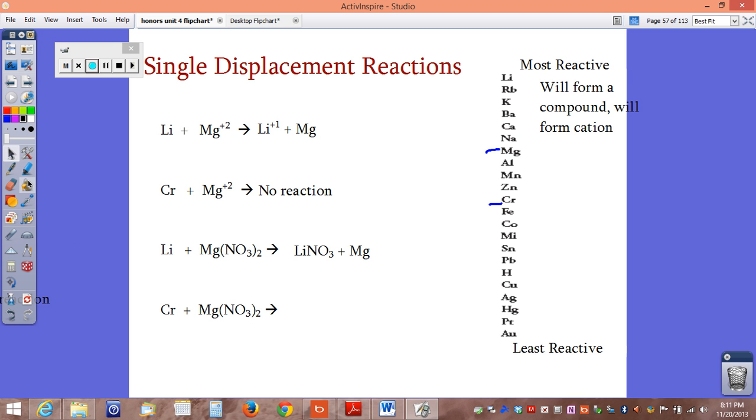Now, when you're done, you would want to go back and balance your equation. But the overall idea is metals at the top will be able to bump out a metal in a compound to form a compound or the ion. But metals lower down, like chromium, will end up with no reaction. They will not be able to bump out an element to form a compound.